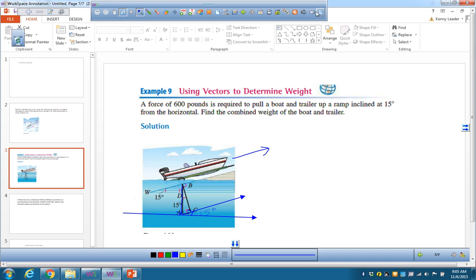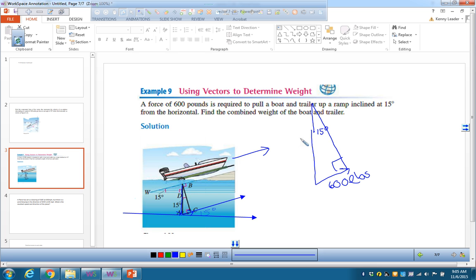So you have the triangle where this is going straight down. This is your force of 600. Oh, I messed up, I said 15 pounds. This is your force of 600 pounds going this way, right? Here's a 90-degree angle going this way, and this is a 15-degree angle.